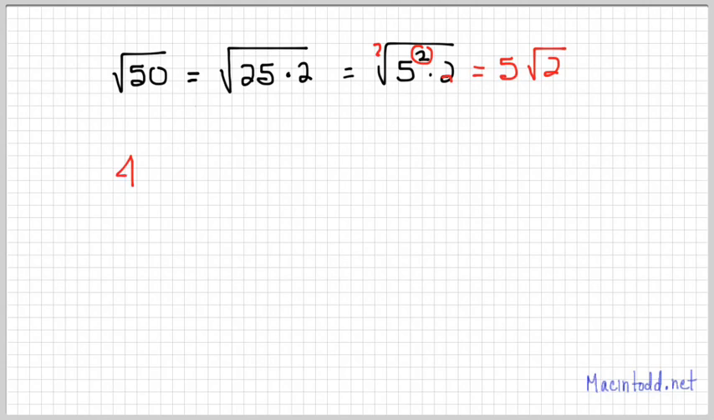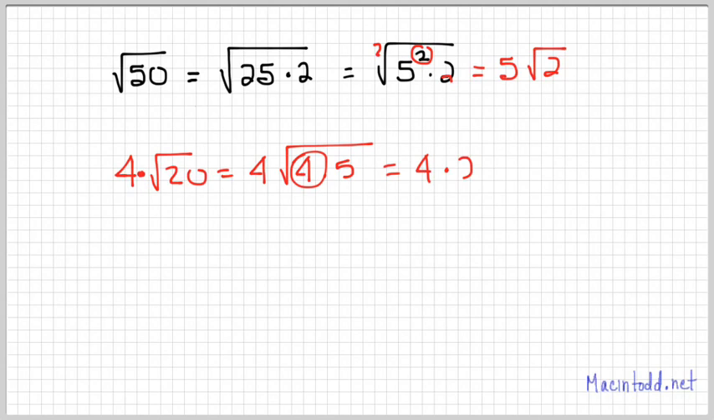Another example, 4 root 20. This 4 on the outside of the radical means 4 times the square root of 20. So we break down 20 as a 4 times 5. Square root of 4 is 2, so a 2 is on the outside now, and we multiply with the 4 that was already out there. 8 root 5 for our final answer.